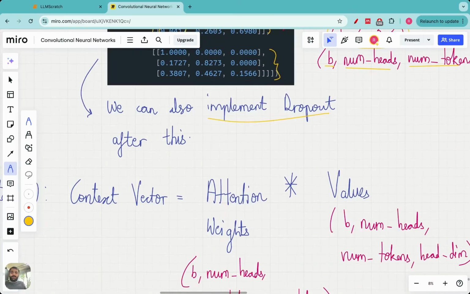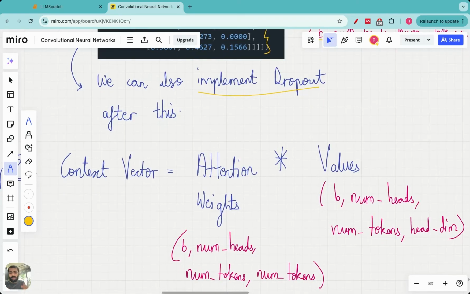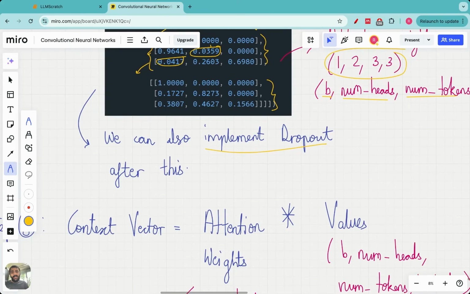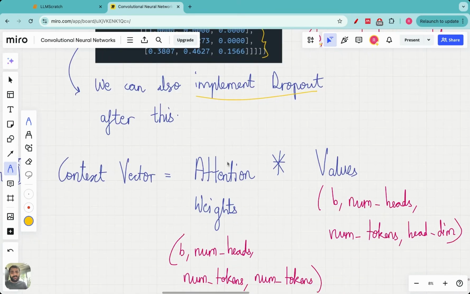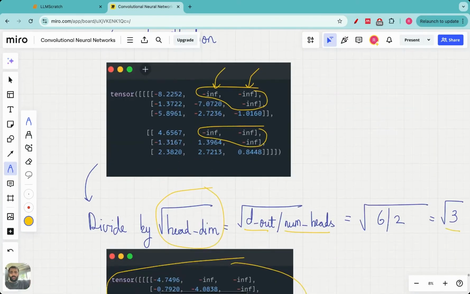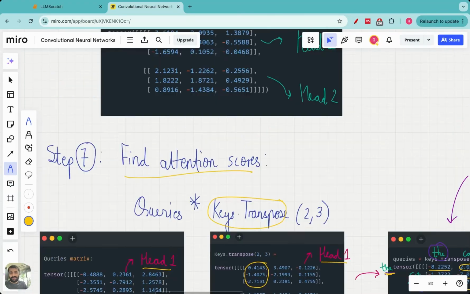Okay, now let's go ahead. The last step which we are going to implement is that we have to calculate the context vector. Remember, the aim of all the attention mechanisms is to ultimately compute the context vector matrix, and this is exactly what we are going to do. To compute the context vector matrix, we take the attention weights and we multiply them with values. Remember, the value matrix was the matrix which we had computed earlier. Let me show you where the value matrix was in case you have forgotten it, because we have done so many things.